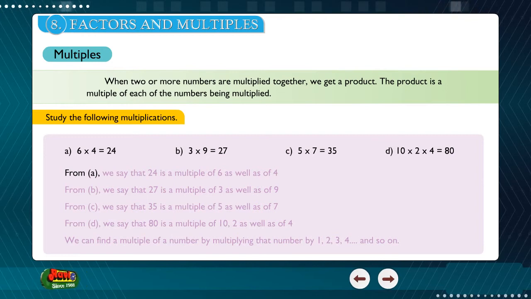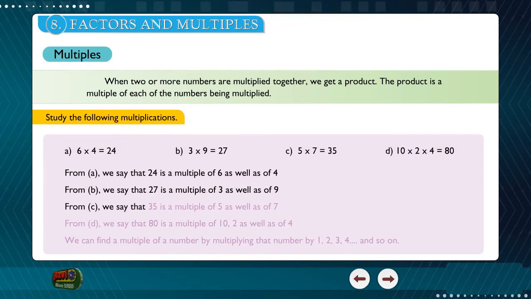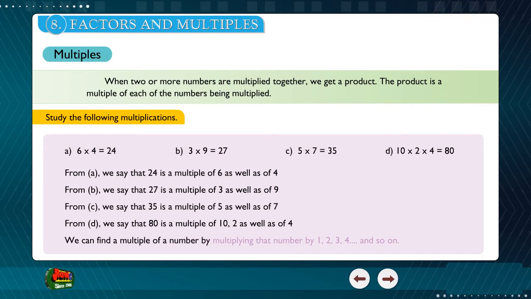From A, we say that 24 is a multiple of 6 as well as of 4. From B, we say that 27 is a multiple of 3 as well as of 9. From C, we say that 35 is a multiple of 5 as well as of 7. From D, we say that 80 is a multiple of 10, 2 as well as of 4. We can find a multiple of a number by multiplying that number by 1, 2, 3, 4 and so on.